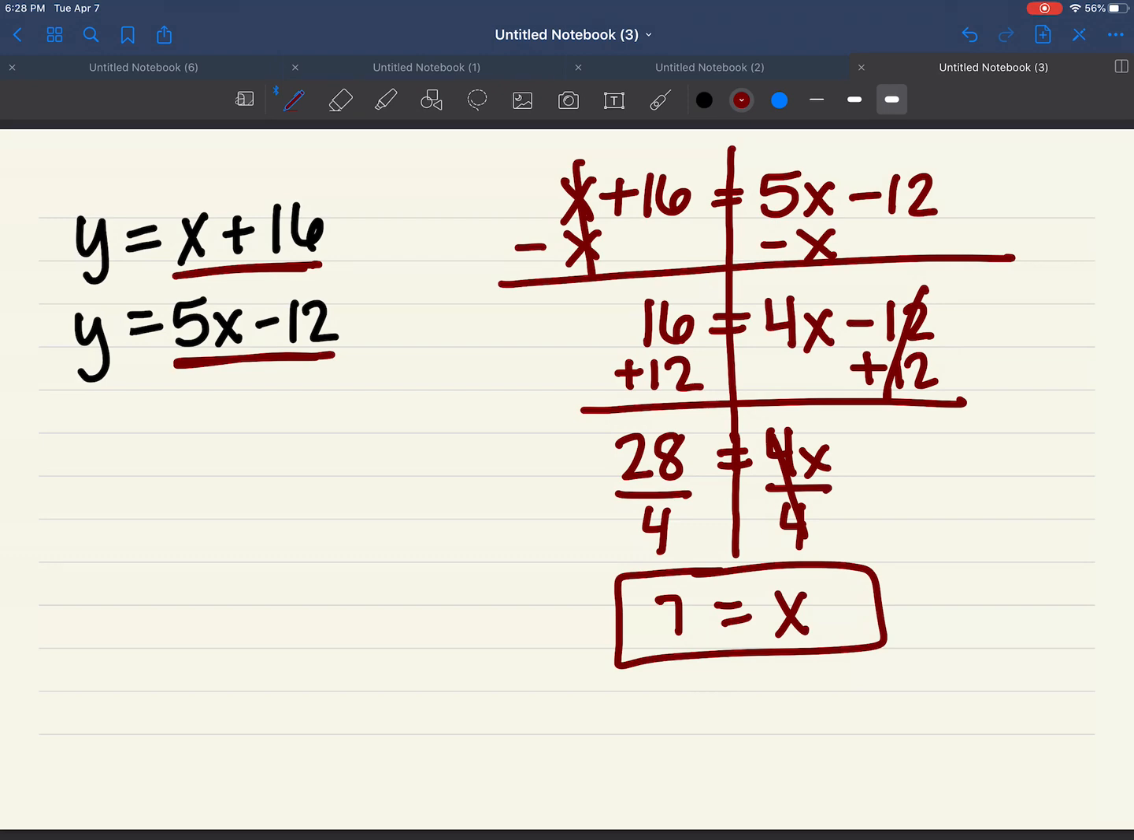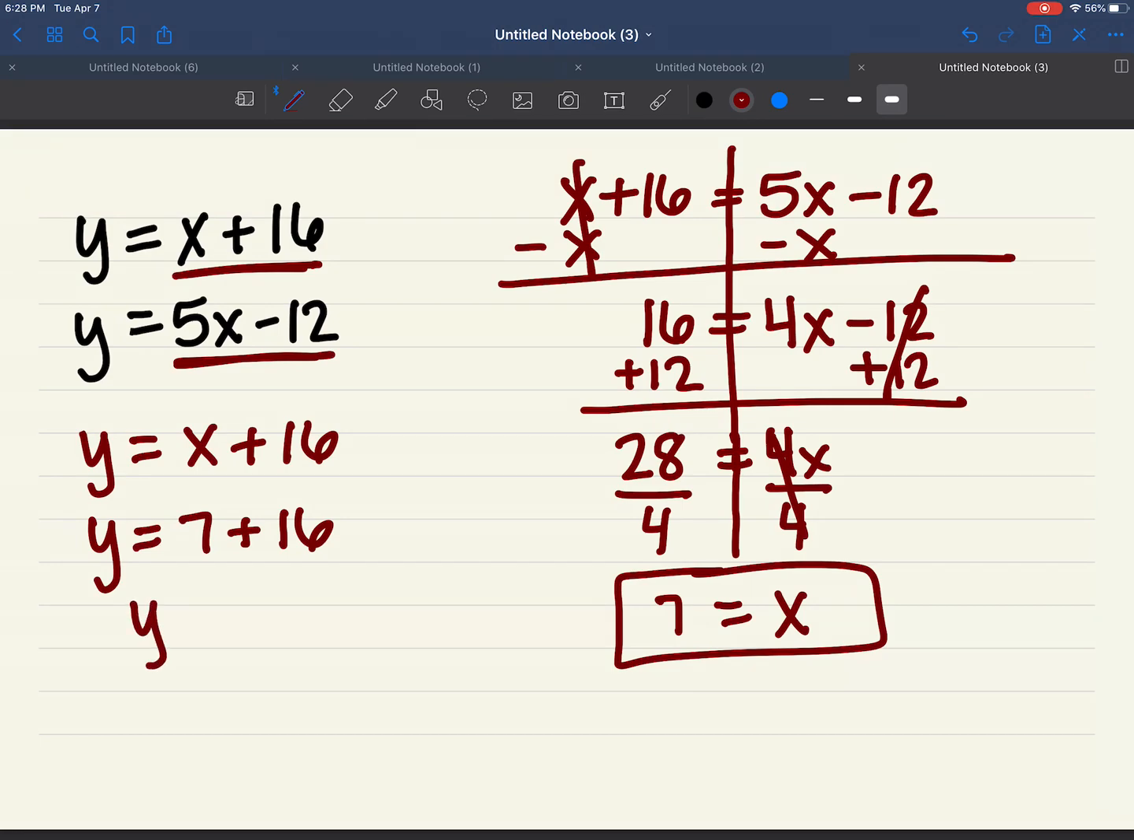Same thing as last time. Now you just need to choose one of those equations to plug into. It looks like the top equation is going to be the easiest one, y equals x plus 16. So we replace x with the value we got, which was 7. And then all you have to do is add those two numbers together. 7 plus 16 is going to give you a total of 23.